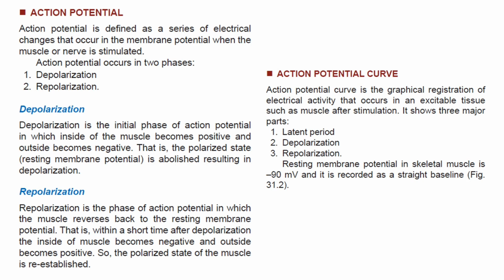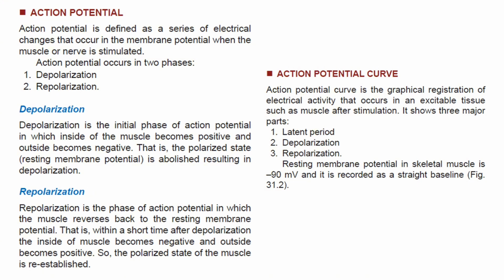Let's now discuss the concept of action potential, which is a fundamental electrical process in excitable tissues like muscle and nerve cells. So what is an action potential? An action potential refers to a series of electrical changes that occur in the membrane potential when the muscle or nerve is stimulated. It is essential for communication between cells and the initiation of muscle contraction.